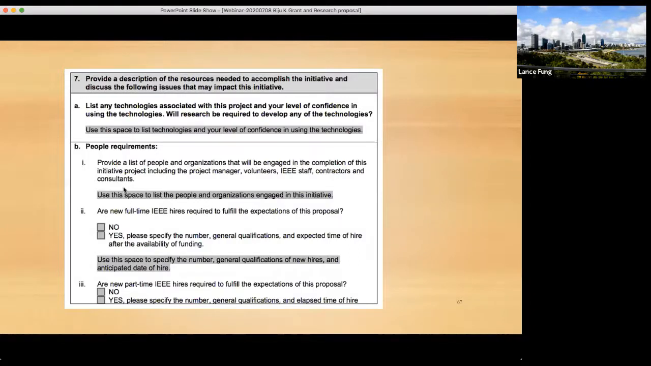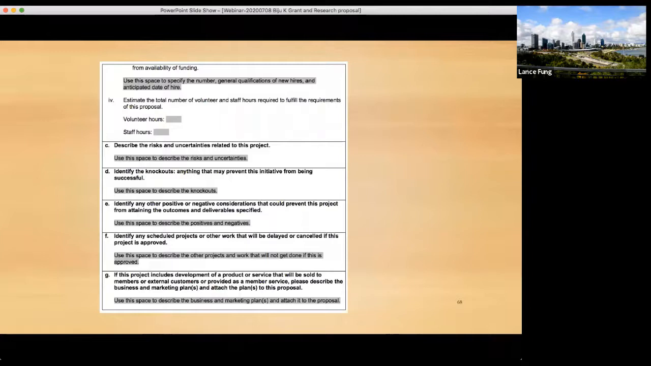So as you can see, this particular form is very comprehensive. I mentioned the risk before as well, and we even consider the knockout. In the worst scenario, what could be the situation where the project could be taken out completely? Then you look into other scheduled projects that may even cause a delay and all these things, and also any development with external customers.